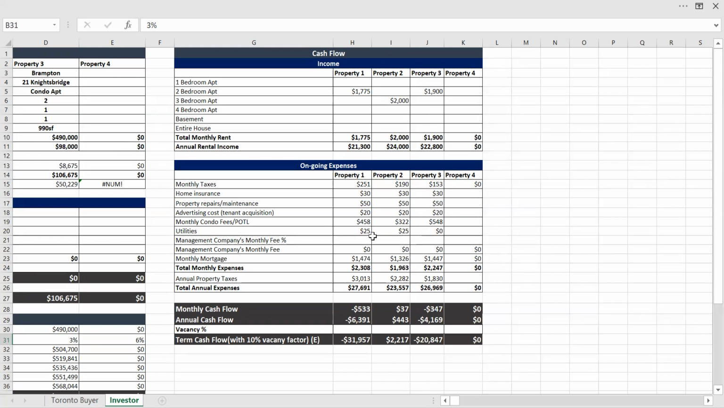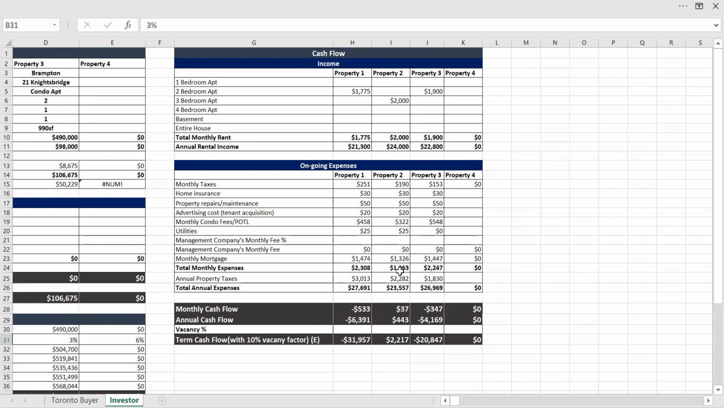The reason I've left them on there is because the one utility that the owner cannot remove their name from is the water bill. That's a municipal utility, so your name stays on it. You can certainly add the tenant's name onto it. Sometimes the landlord continues to pay that bill themselves. Anyways, you decide how that works, but that's the reason I've left that on there. The management company, there's none in this case. And then the monthly mortgage, which we've already calculated.